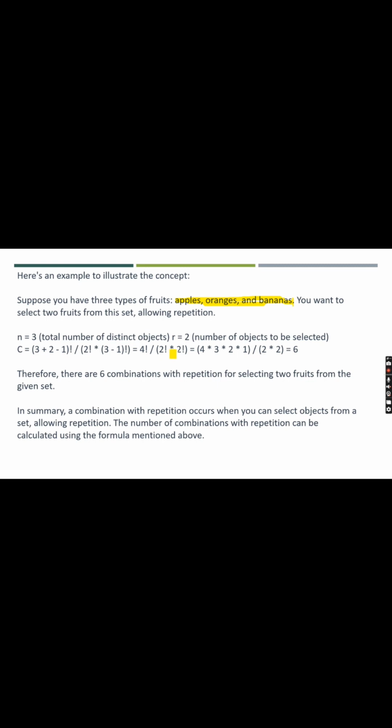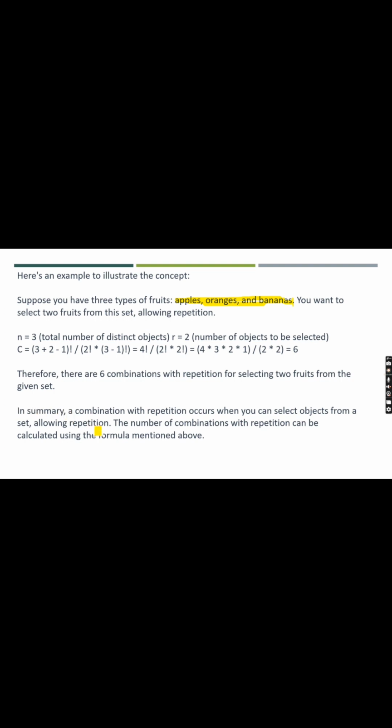Equals 4 factorial over 2 factorial times 2 factorial, equals 4 times 3 times 2 times 1 over 2 times 2, equals 6. And guys, therefore, there are 6 combinations with repetition for selecting 2 fruits from the given set.